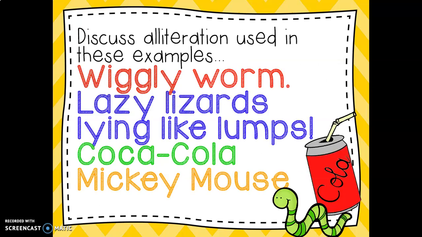Here are some examples of alliteration. Wiggly worm, lazy lizards, lying like lumps, Coca-Cola, Mickey Mouse.